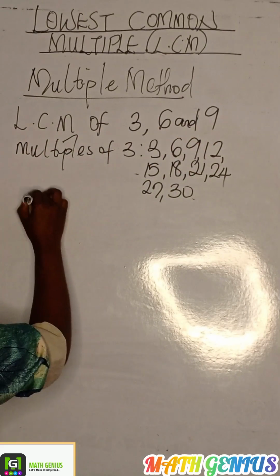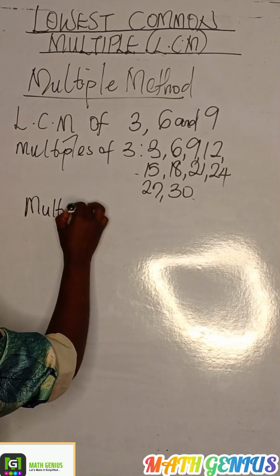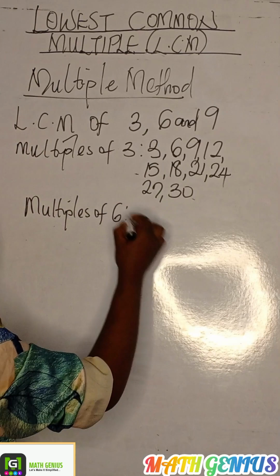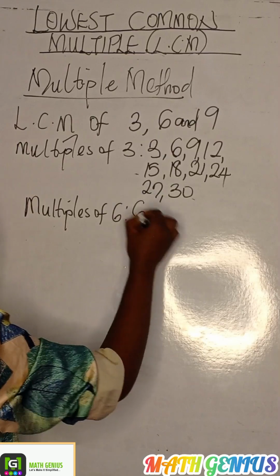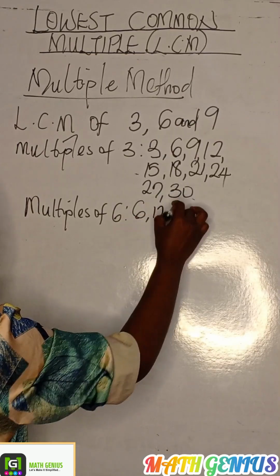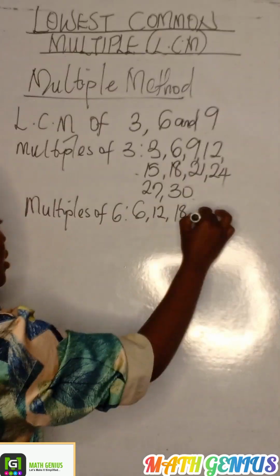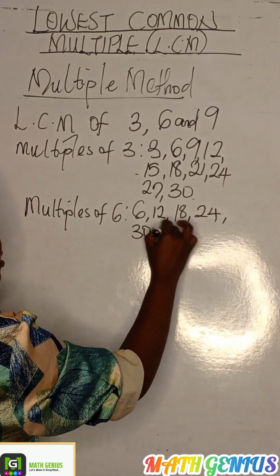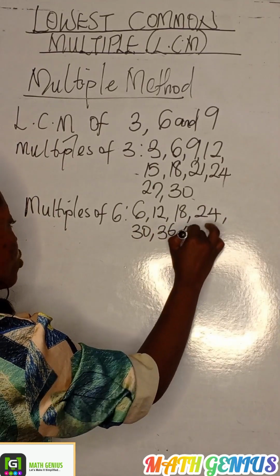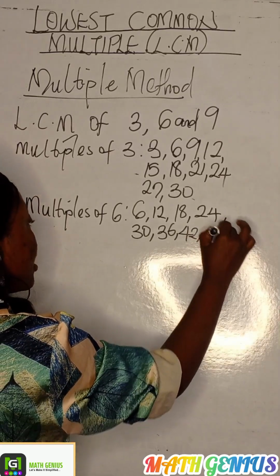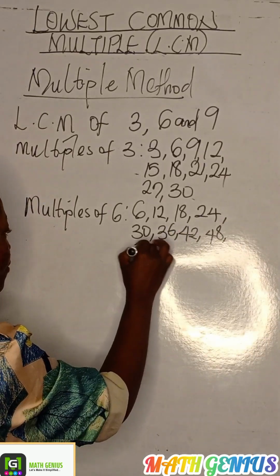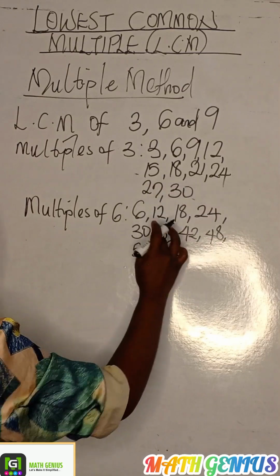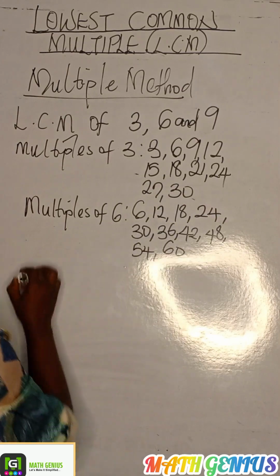Same thing goes for multiples of 6. You have 6 times 1 is 6. Add another 6, 12. Add another 6, 18. Another 6, 24. Another 6, 30. 36. 42. 48. 54. 60. 1, 2, 3, 4, 5, 6, 7, 8, 9, 10.